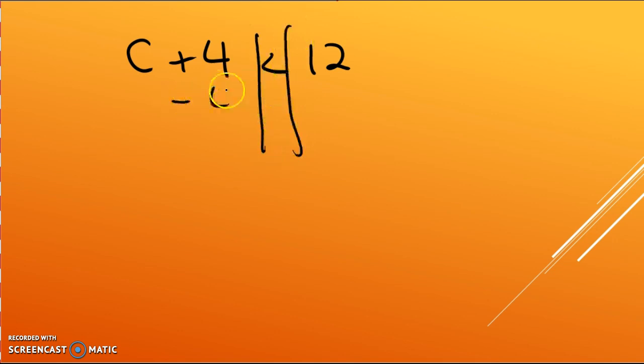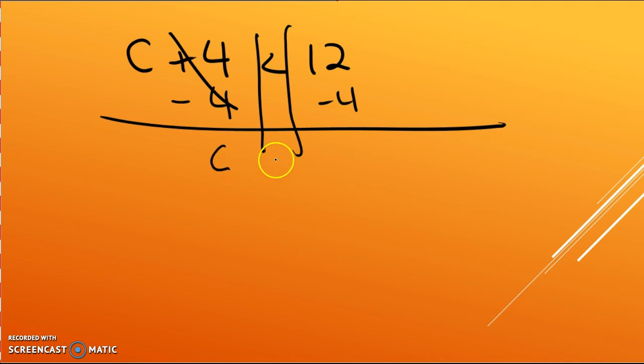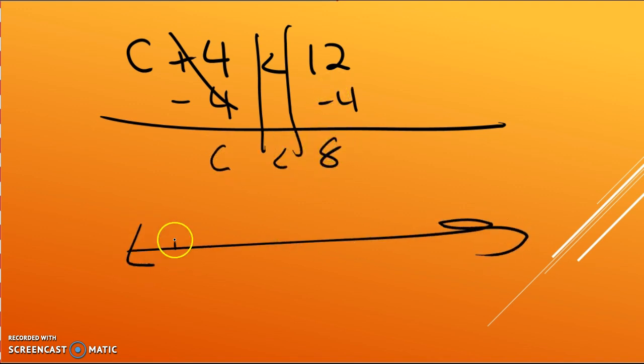So let's say we have something like c is less than 8. Well, actually, let's just make it an equation. Let's say we have c plus 4 is less than 12. So we know that in order to solve this, we need to subtract 4 from both sides. So those 4's cross out, and I'm left with c is less than 8. Okay, so then you're going to graph it.